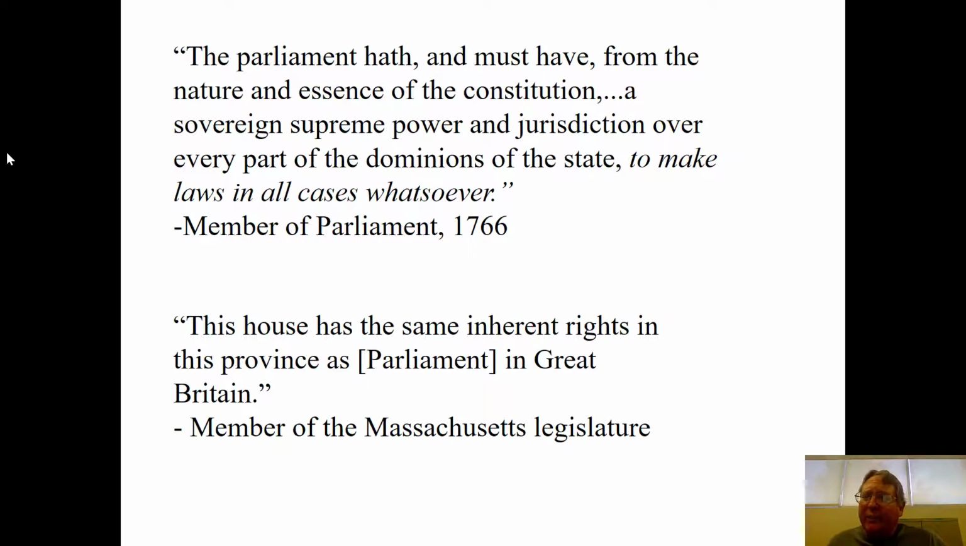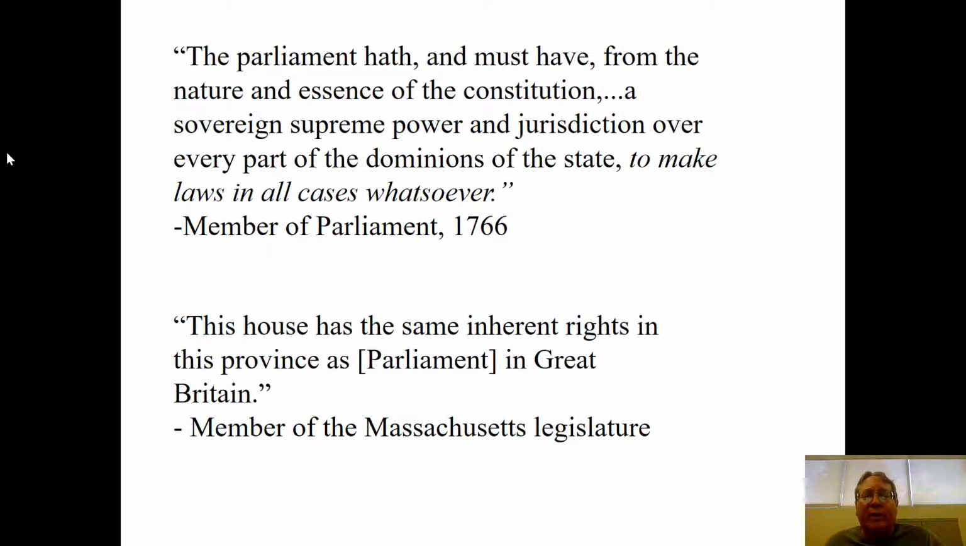But the lines are getting pretty hard here as well, right? One member of parliament says, after the Townsend duties, or before the Townsend duties go into effect, but after the Stamp Act has been repealed, he says, look, this parliament has and must have, from the nature and essence of the Constitution, a sovereign supreme power and jurisdiction over every part of the dominions of the state to make laws in all cases whatsoever.